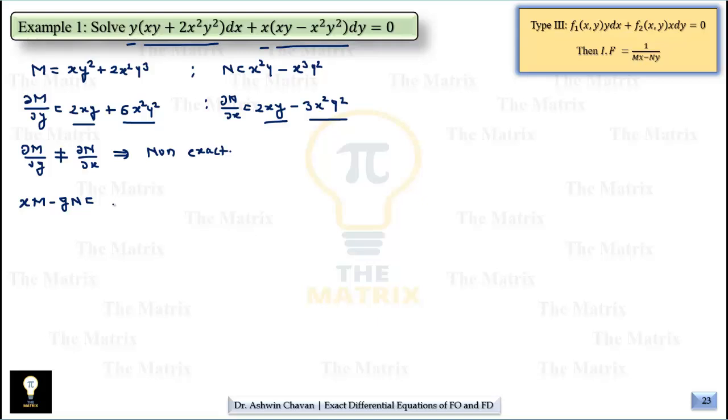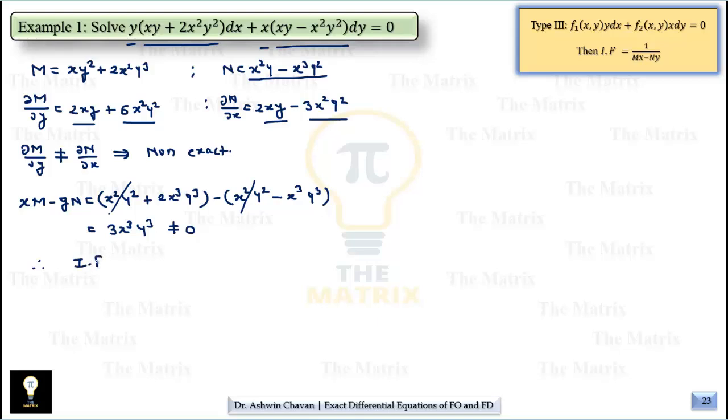Let's check. So x into M becomes x square y square plus 2x cube y cube. This is x into M minus y into N, so let's multiply N with y. So we are getting x square y square minus x cube y cube. In the subtraction, x square y square cancels, and 2x cube y cube plus x cube y cube is 3x cube y cube. We wanted this non-zero, and we got it. Therefore, by this third rule, we have the integrating factor as 1 upon this factor, 3x cube y cube.